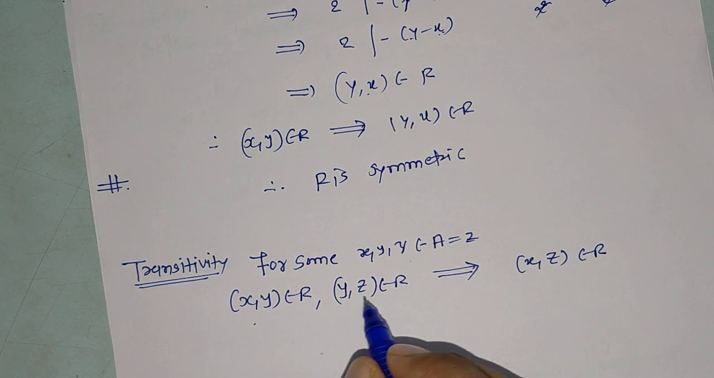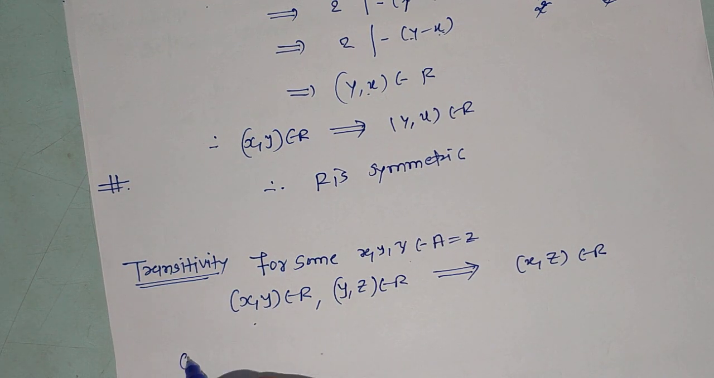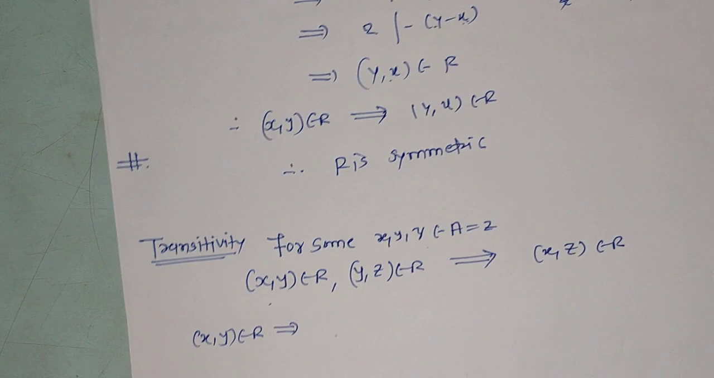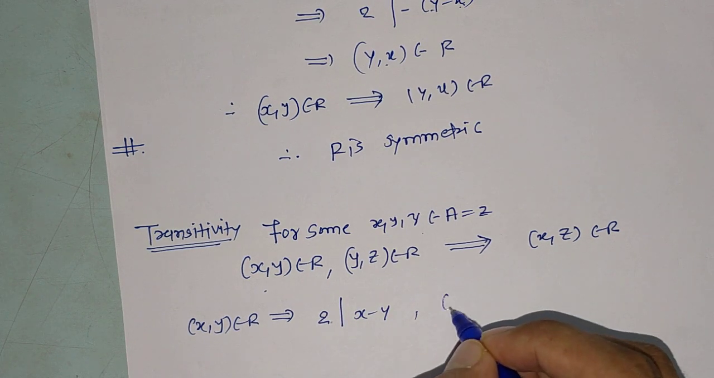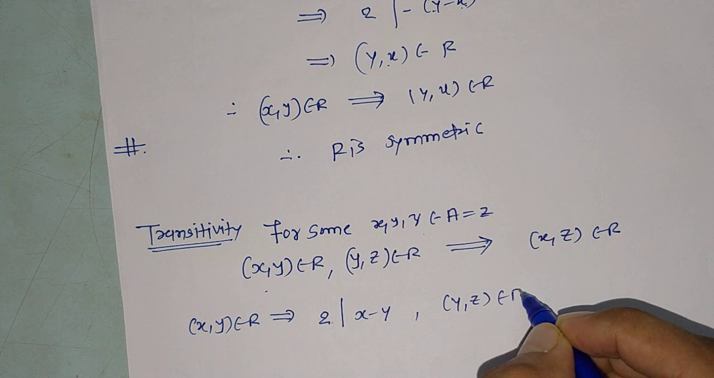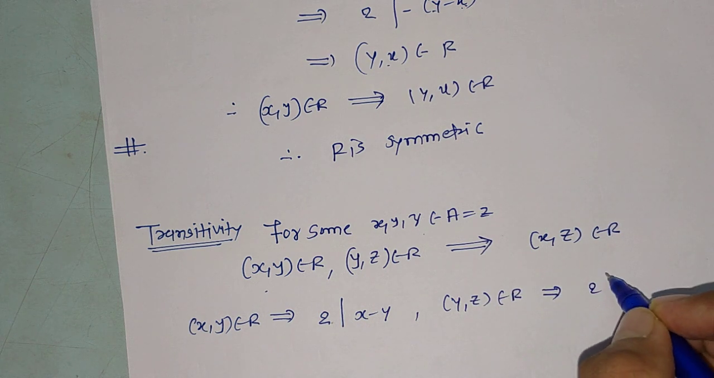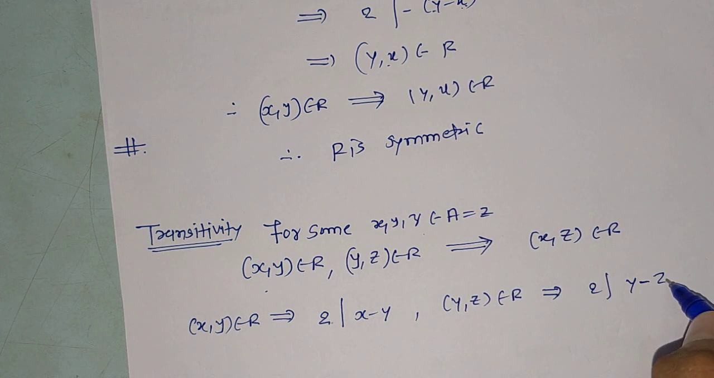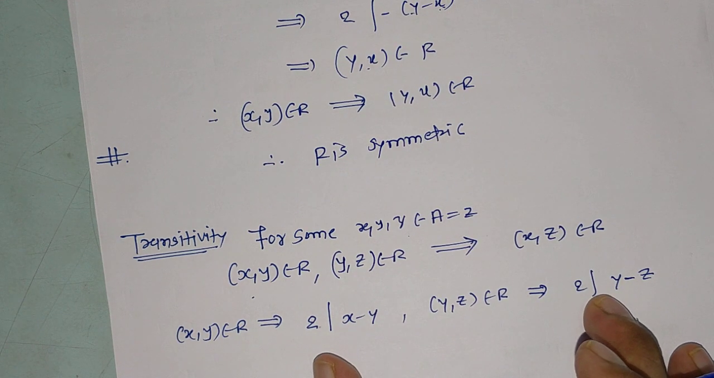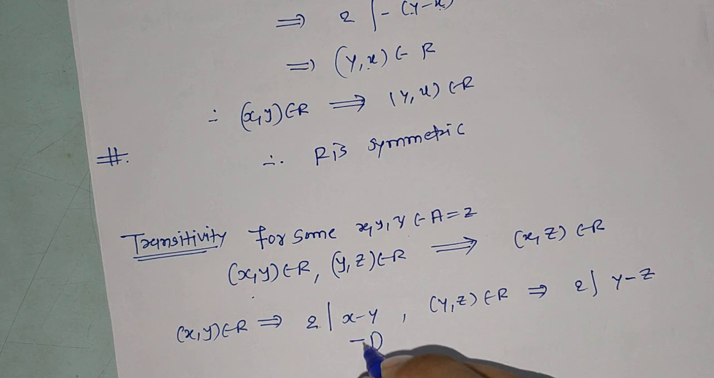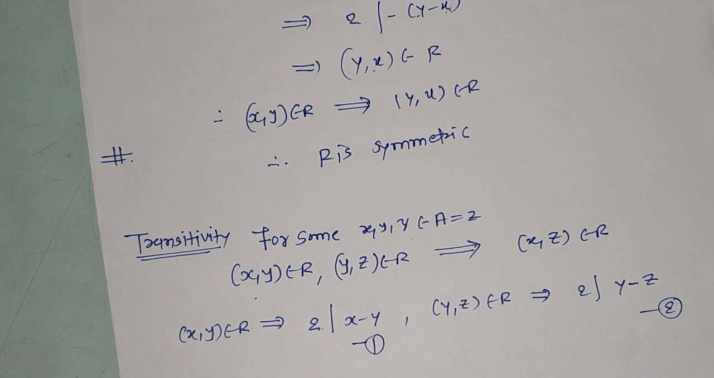So let's start with these two given conditions: (x, y) belongs to R. It means it must satisfy the relation. The relation is what? 2 divides x minus y. Same for (y, z) belongs to R. What does it imply? It implies that 2 divides y minus z. Yes. Now if you add these two terms, 1 and 2, what will I get? 2 divides (x minus y) plus (y minus z).